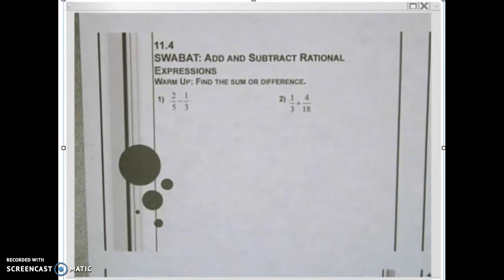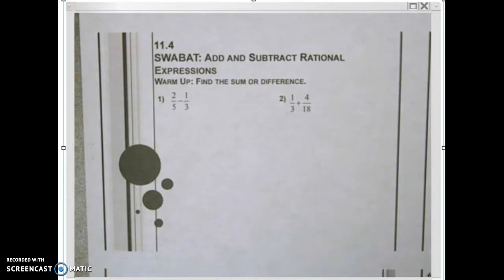Our SWABAT is to add and subtract rational expressions. Your warm-up for today is to find the sum or difference. So if you have not done so already, go ahead and press pause and complete this warm-up on your own. It's going to be really important that you can do this without me.